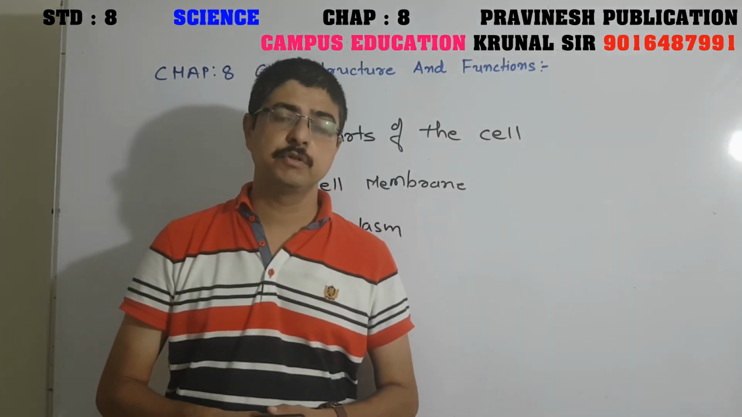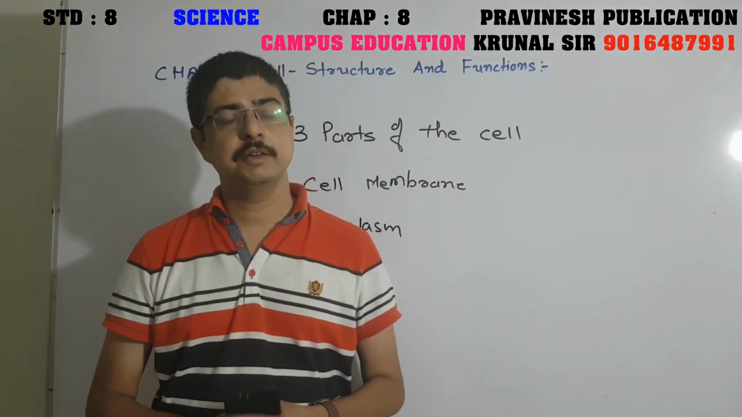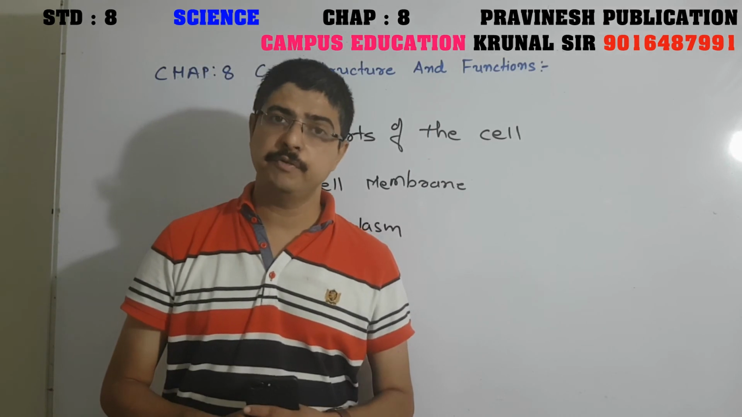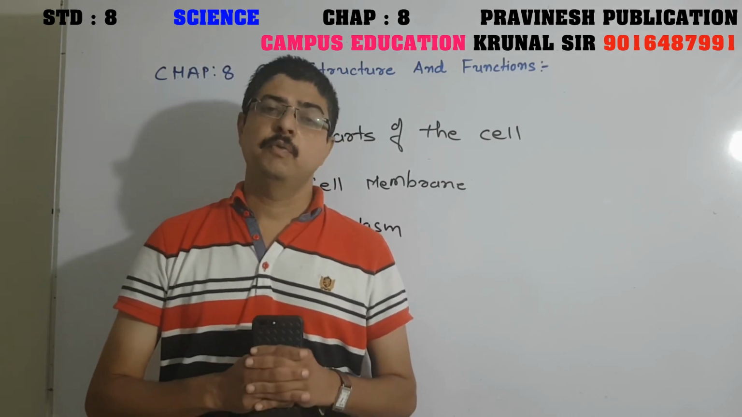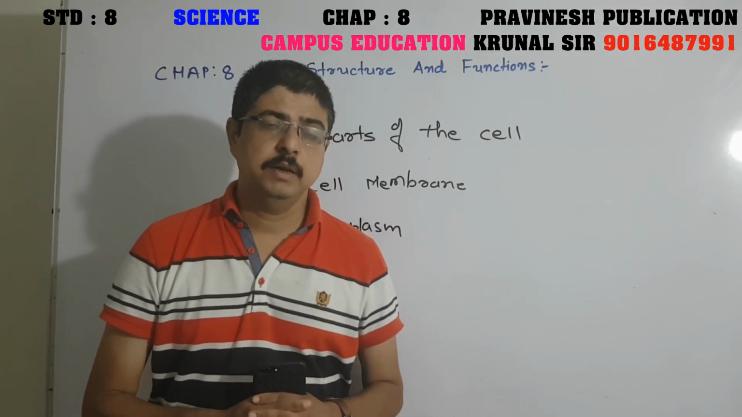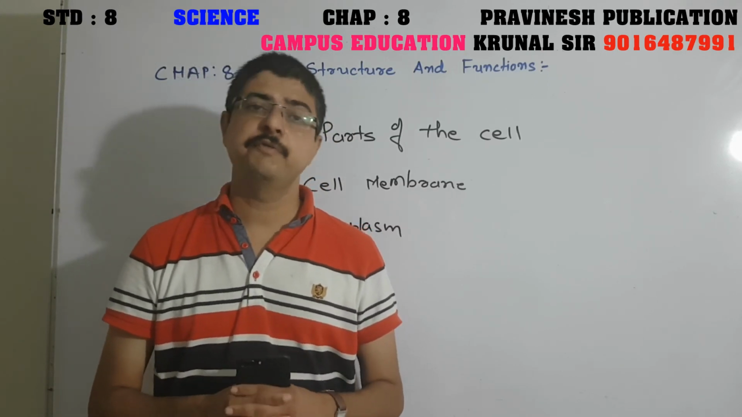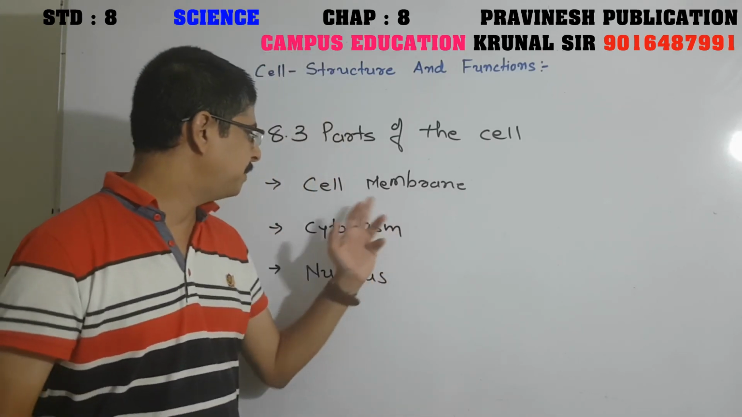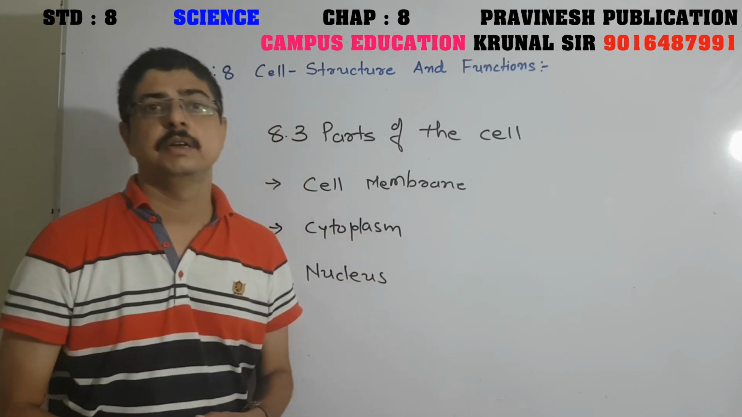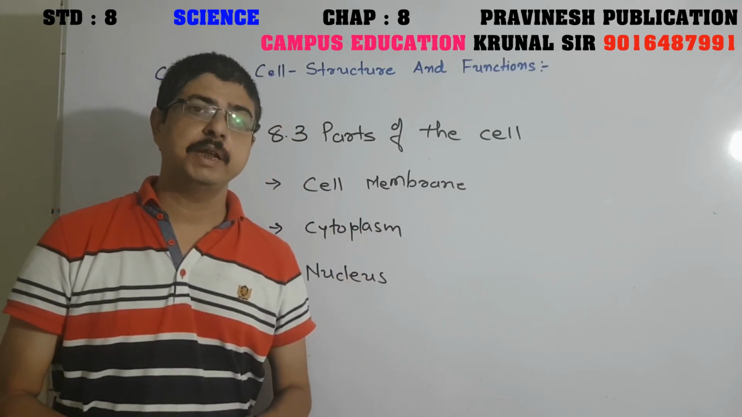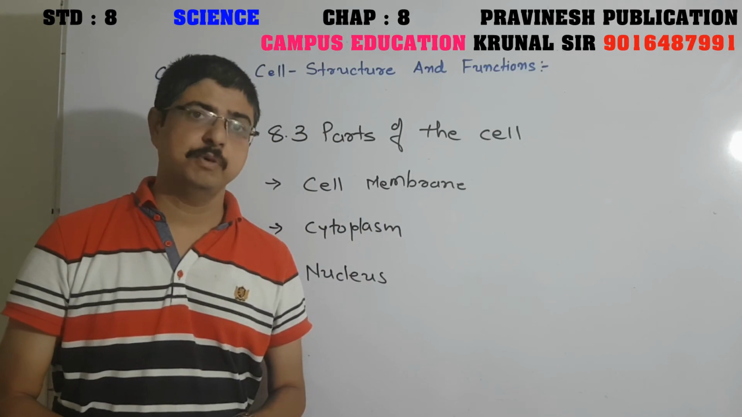Now friends, we understood this chapter. This is a very small chapter. Now you have to read from the textbook. What we understood from this chapter: cell, its shape, size, number, its different components like cell membrane, cytoplasm and nucleus. So now you have to complete the exercise of the textbook.